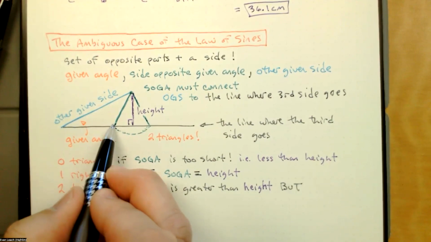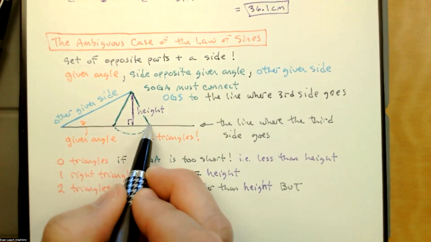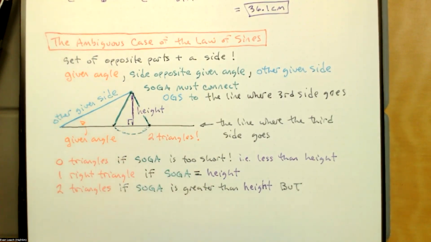So I could have one length for that third side, or I can have another length for that third side. More importantly, I can have two angles. If the side opposite the given angle is greater than the height. But there's a point where I can't swing this to get two triangles.